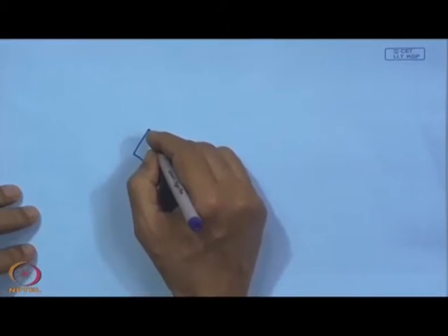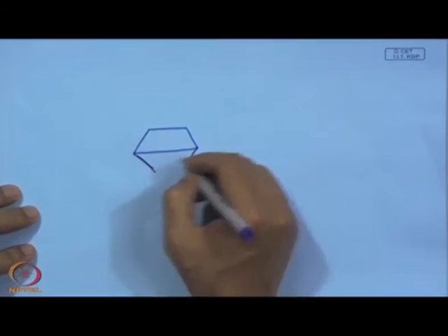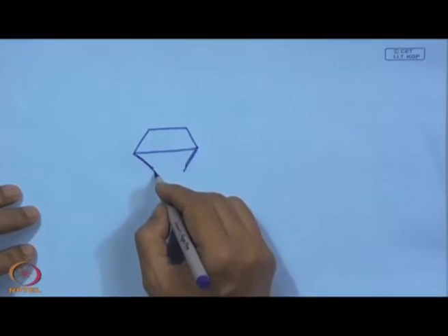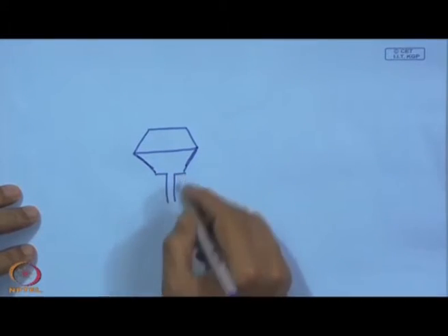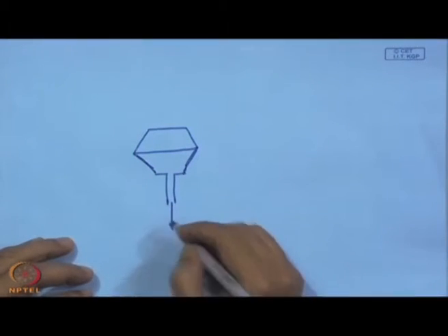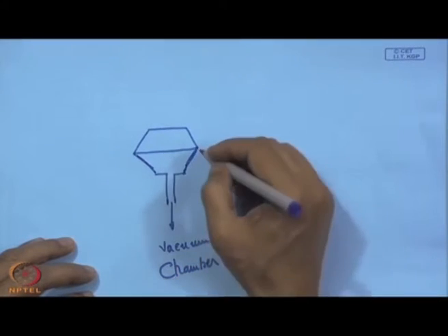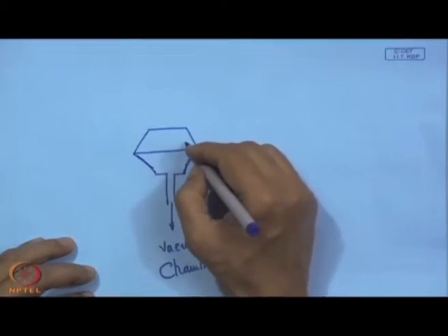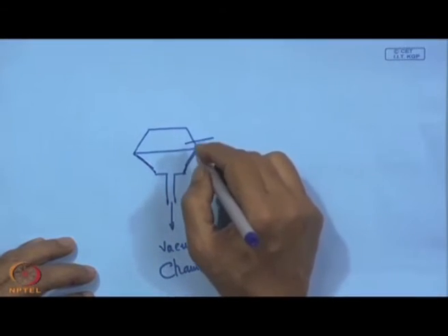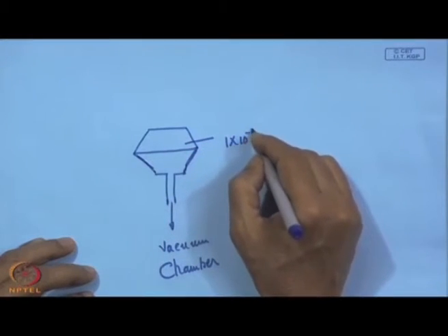We have a chamber like this. The chamber is divided into two compartments, and this side is connected to the vacuum system, which is the coating system. So, this side is the vacuum chamber, and the construction is such that this side is pre-evacuated during the construction of the gauge. This is evacuated to 10 to the power minus 3 torr.